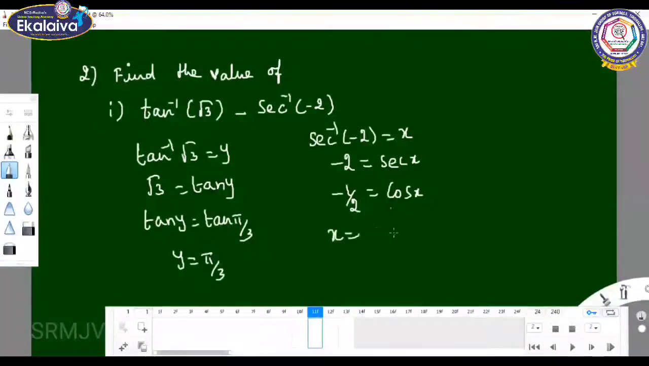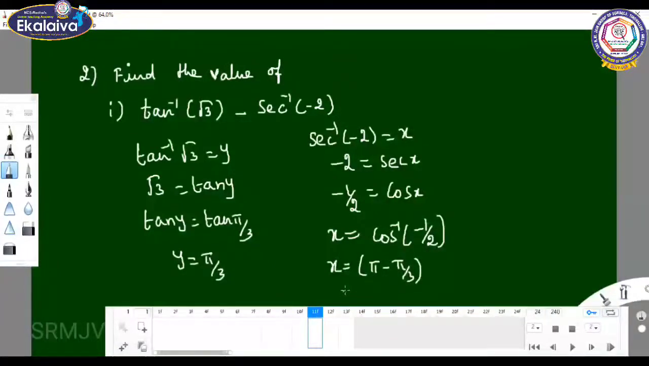X equal to cos inverse of minus 1 by 2. Either it lies in the second quadrant or third quadrant. So x equal to cos inverse of minus 1 by 2 is 180 minus theta. Theta value is pi by 3, because cos 60 is 1 by 2.